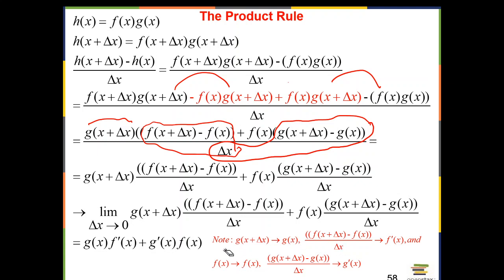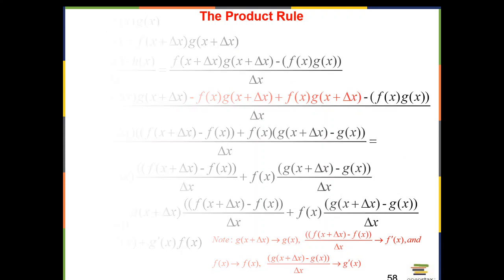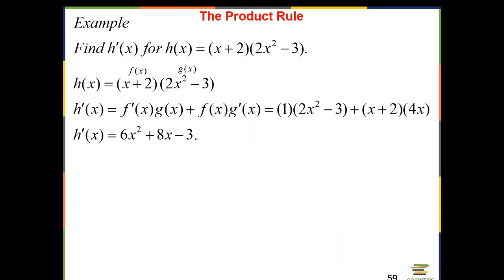And that's the proof, right? Because now we take the limit of it, and let delta x go to 0. And we know this is the derivative of f, and that is the derivative of g. So that's the formula right there. We proved it. Okay? All right, so you can stop the video and take a look at this again and see if it makes sense to you. But I'm going to move on and do an example.